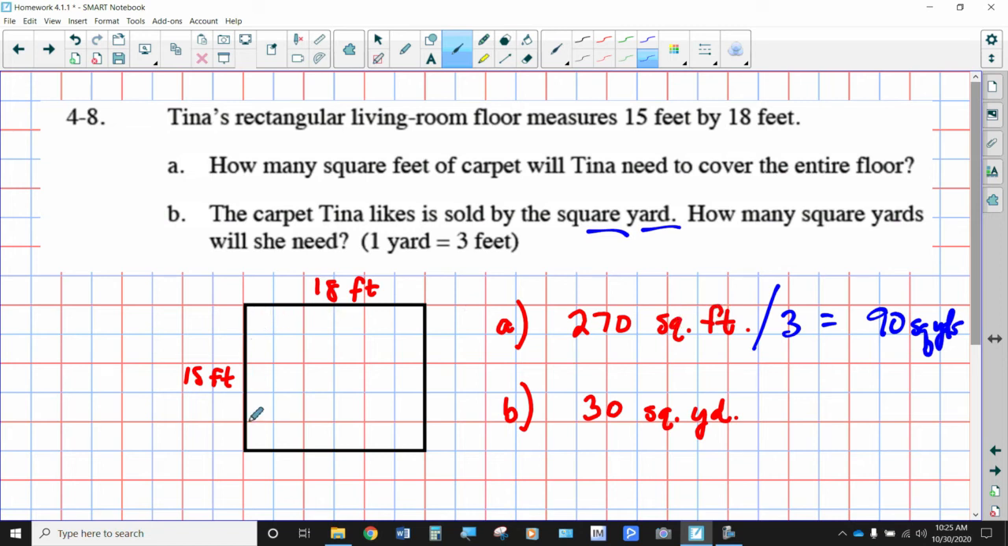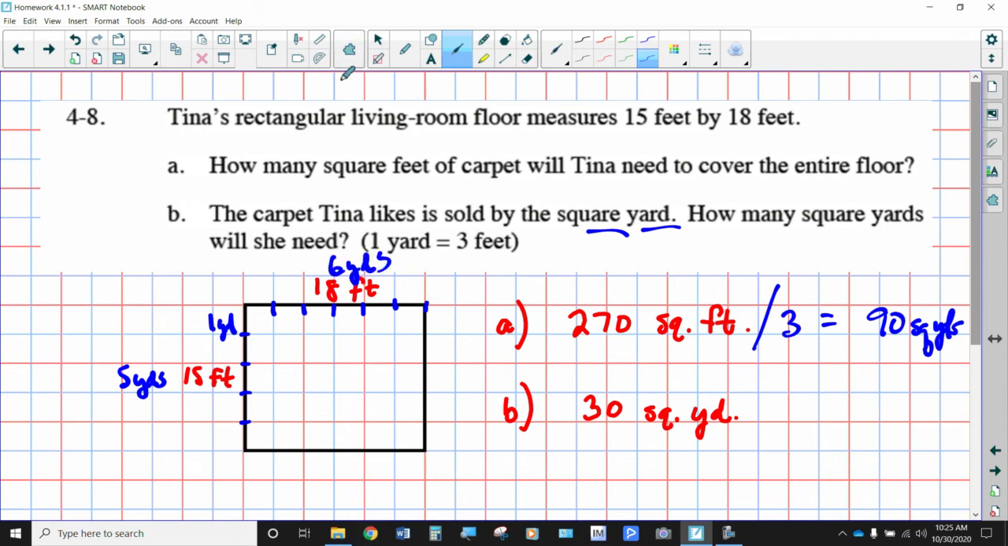So I broke this rectangle down into parts where if it's 15 feet, that's the same as 5 yards, right? Because 15 divided by 3 is 5. And so if you break this into 1, 2, 3, 4, 5 equal sections, each one of them is 3 feet, right? 15 feet divided by 5 is 3. So each one of these represents 1 yard. So there's a total of 5 yards there. Same thing here, 1 yard, 2 yards, 3 yards, 4 yards, 5 yards. This one is 6 yards.